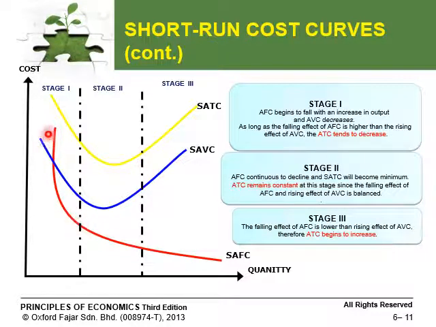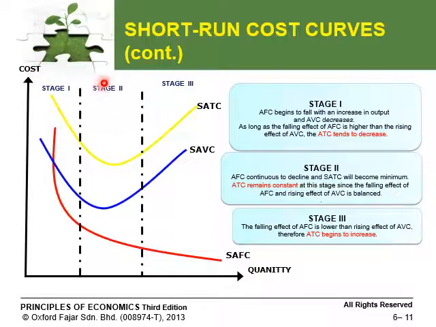How about average variable cost? Average variable cost, the blue one, falls because the marginal production keeps increasing. On the production side, when the marginal production is increasing, the average variable cost will be decreasing. That is the effect of the marginal production.